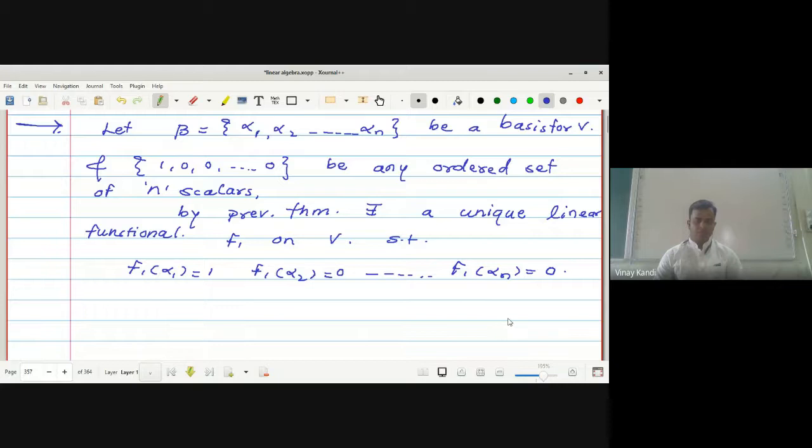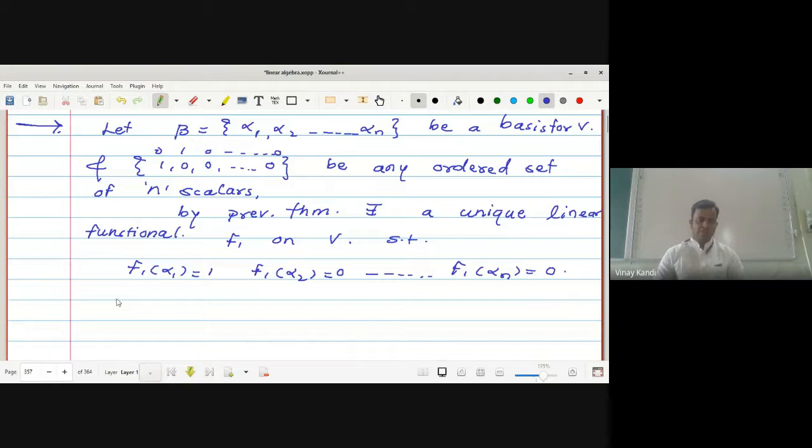That was for F1. Again consider the ordered set 0, 1, 0, up to so on 0. So again by the previous theorem, there exists a unique linear functional F2 on V such that F2 of alpha 1 is 0, F2 of alpha 2 is 1, F2 of alpha n is 0.